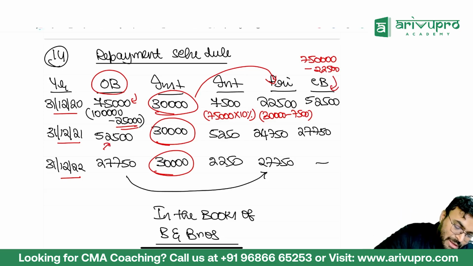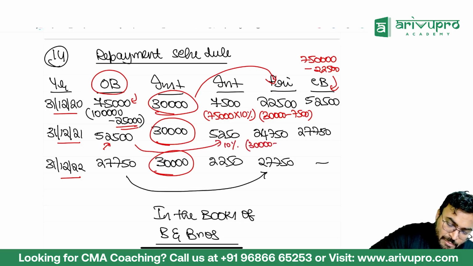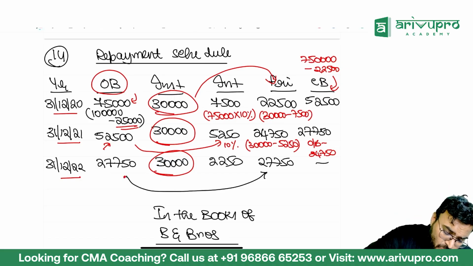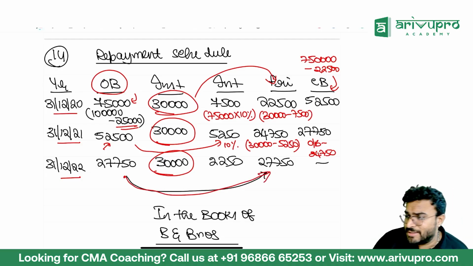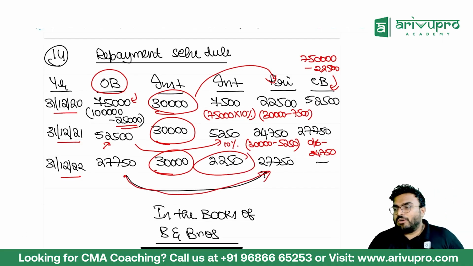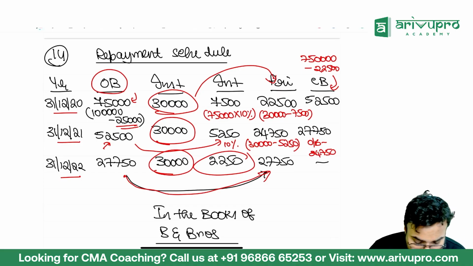This is your opening balance. Again on this 52,500 you're going to calculate 10% interest, which is 5,250. This will be 30,000 minus 5,250, giving 24,750. When we go to the last year, straight away take the opening balance and put it into the principal column, and the difference you put into the interest column. This is your repayment schedule.